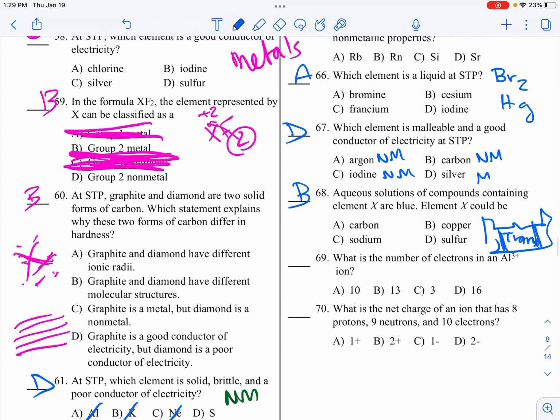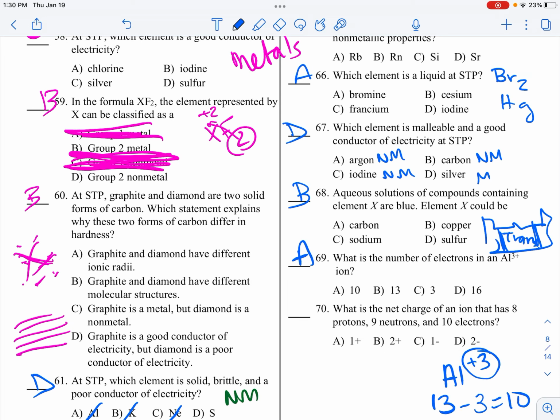What's the total number of electrons in an Al+3? So aluminum normally has 13. But the fact that it says plus 3 means we've lost 3. So it has 10.